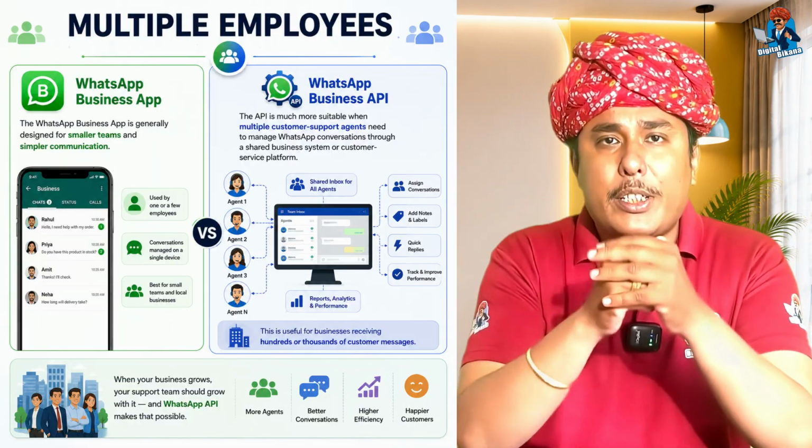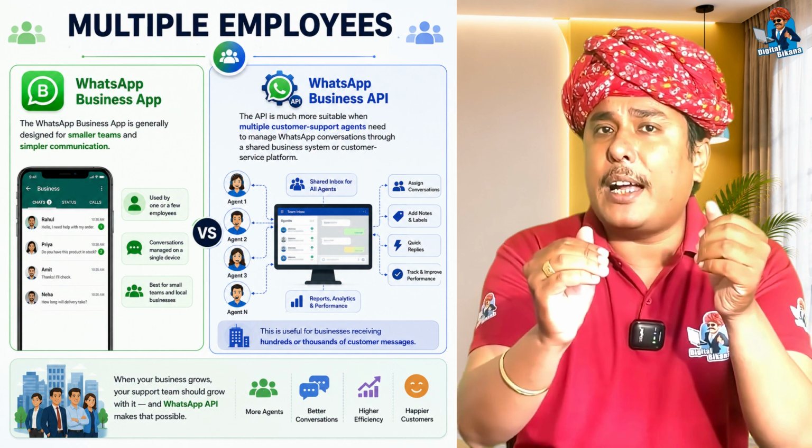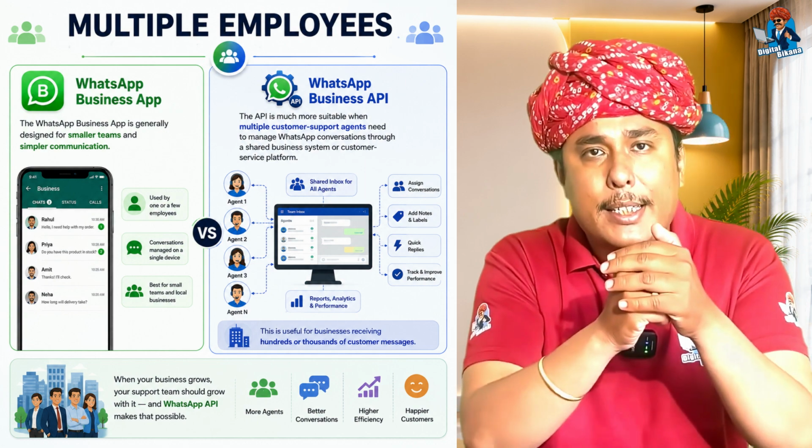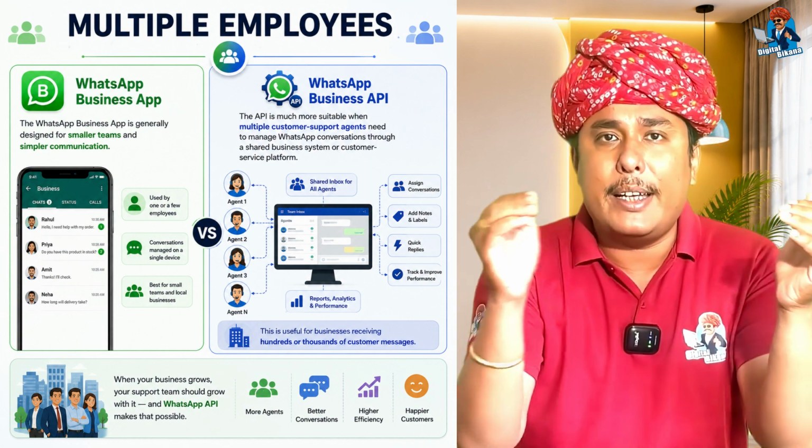Now coming to the shared access, WhatsApp Business App is designed for smaller teams and simpler communication. Whereas WhatsApp Business API is designed for multiple support agents. You can assign your inquiries to multiple support agents in it. If you are receiving hundreds or thousands of inquiries in a single day, then you can assign those inquiries to different team members. Considering the CRM integration, WhatsApp Business App features are limited.